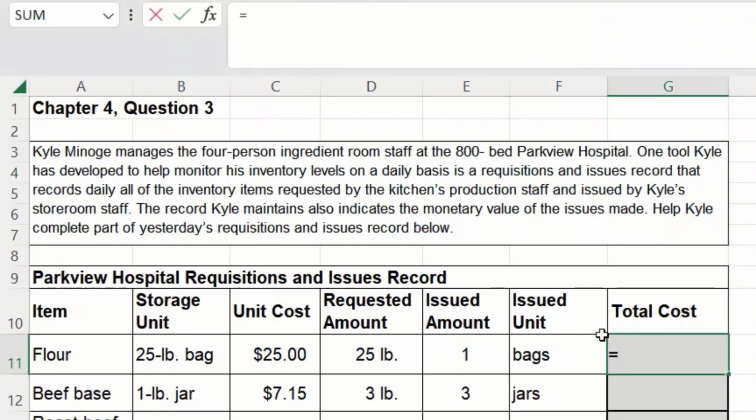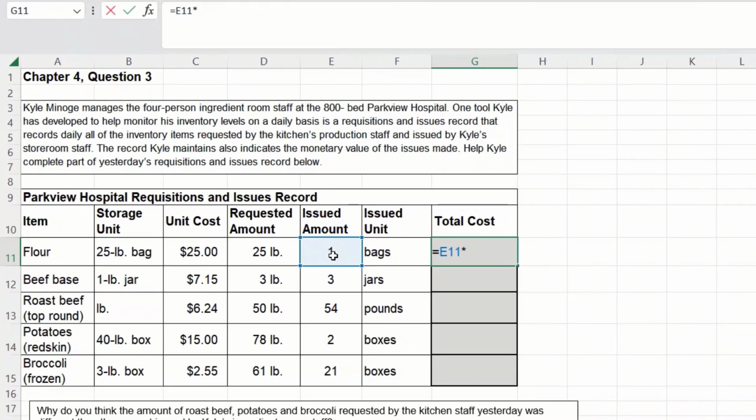So we can issue them one bag at $25 for that unit. Now they asked for 3 pounds of beef base, and it comes in a 1-pound jar. So we'll give them 3 jars at $7.15 a jar. Now they've come to roast beef. They've asked for 50 pounds.